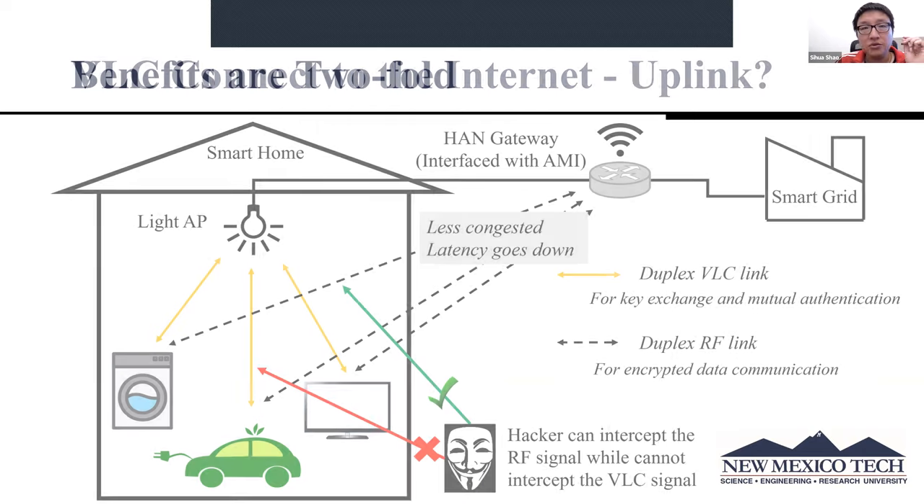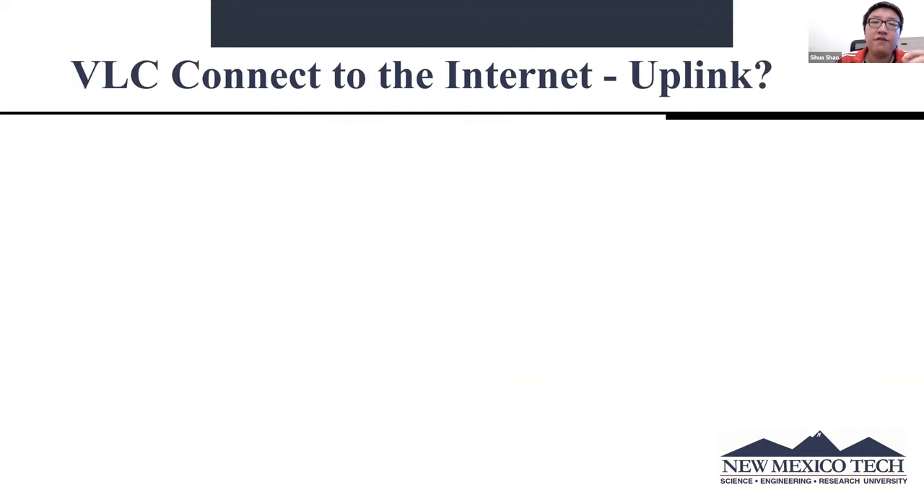The first one we are going to introduce is offloading, how VLC offloads the data. If we want to offload the data using the VLC link, we first need to connect the VLC to the internet. One essential problem of conventional VLC is the uplink. Your desktop does not have a light bulb to transmit the optical signal back to the ceiling light. Your printer also does not have an LED emitter to shoot an uplink optical signal. So how can we resolve this uplink challenge of duplex VLC?